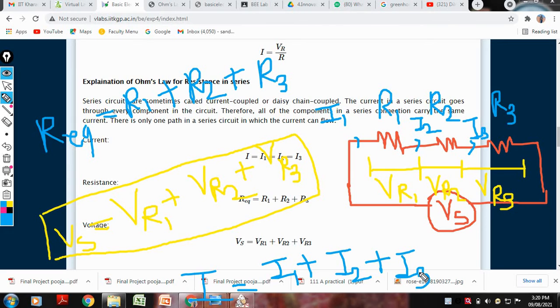These are the important formulae needed to solve the concept of Ohm's law. That is, I is equal to I1 plus I2 plus I3. Then the voltage Vs is equal to VR1 plus VR2 plus VR3. Then R equivalent is equal to R1 plus R2 plus R3. Now this is the concept of Ohm's law when resistances are connected in series.